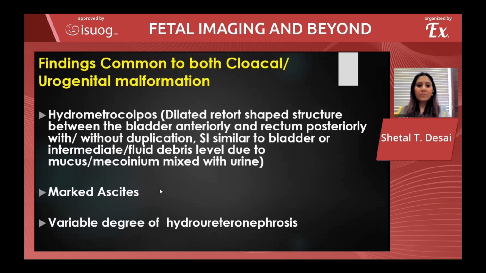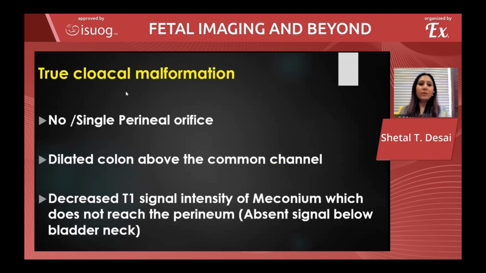Marked ascites is a common feature, and variable degrees of hydroureteronephrosis are also seen in both conditions. What differentiates the two is that in true cloacal malformation, there will be no or a single perineal orifice. The dilated colon will show a decreased signal intensity, and it will be located at or above the bladder neck or slightly below the bladder neck, depending upon the length of the common channel.